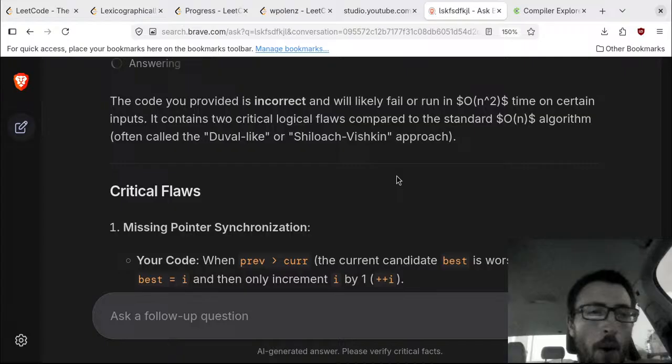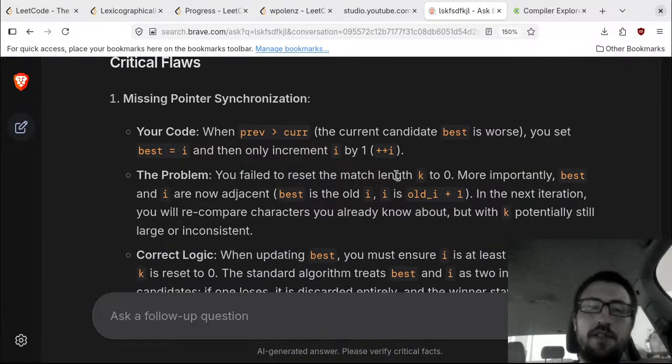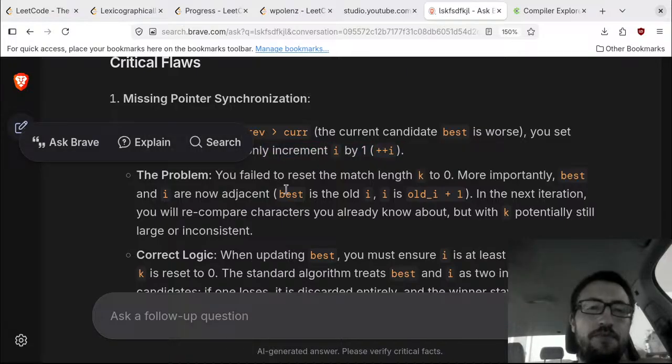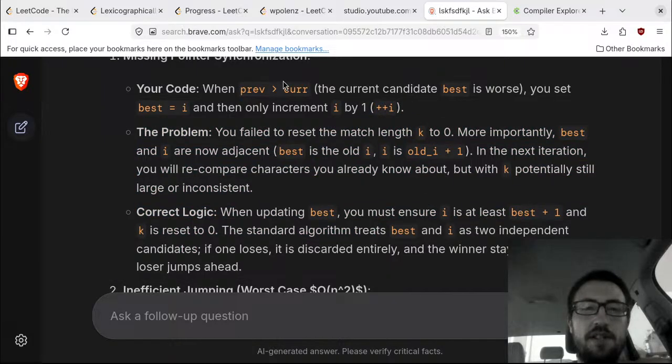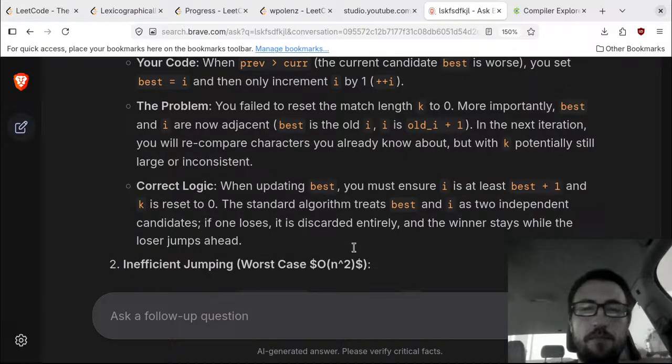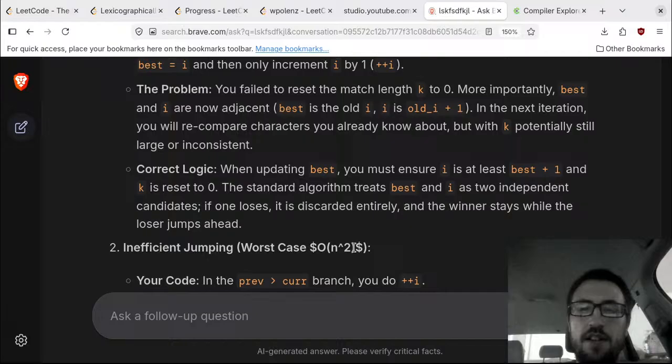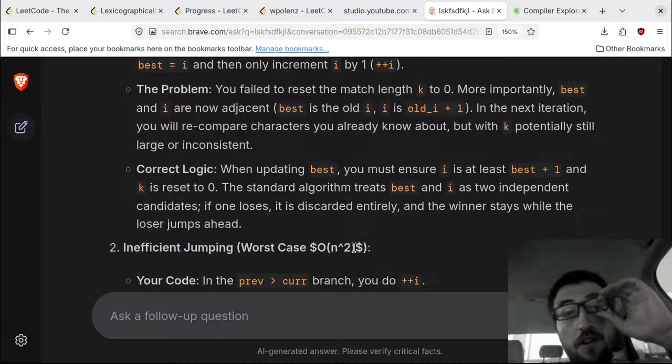Missing pointer synchronization. In your code, when previous is greater than current, the current candidate best is worse. You set best equal to I, and then only increment I by 1. Problem: you failed to reset the match length K to 0. More importantly, best and I are now adjacent. Best is the old I, and I is old I plus 1. The next iteration will recompare characters you already know about, but with K potentially still large or inconsistent. When updating best, you must ensure I is at least best plus 1 and K is reset to 0.